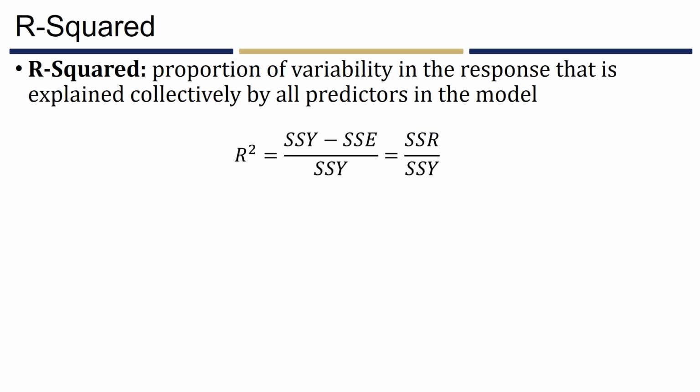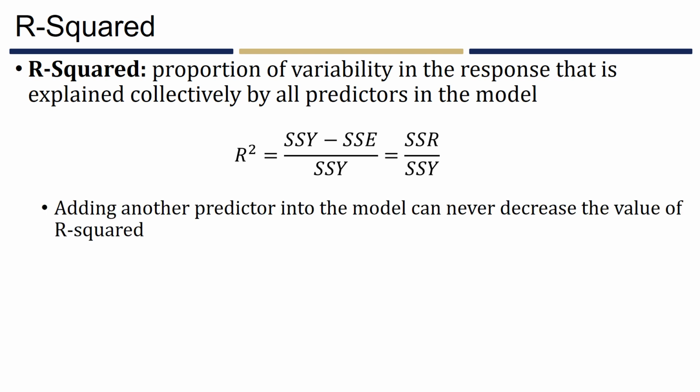Now, thinking back several weeks, r-squared is defined to be the proportion of variability in the response that is explained collectively by all of your predictors in the model. And r-squared was calculated by taking the difference between the total sums of squares in the entire regression, SSY, subtracting off the sums of squares due to the error, the SSE, and then dividing by SSY.